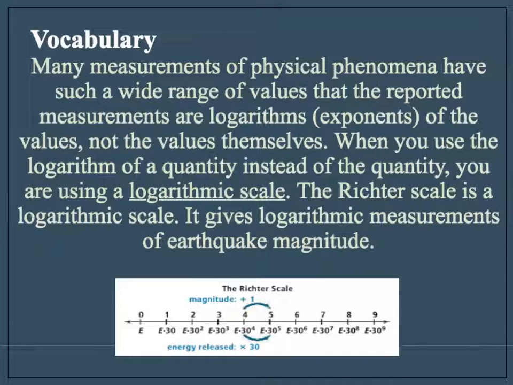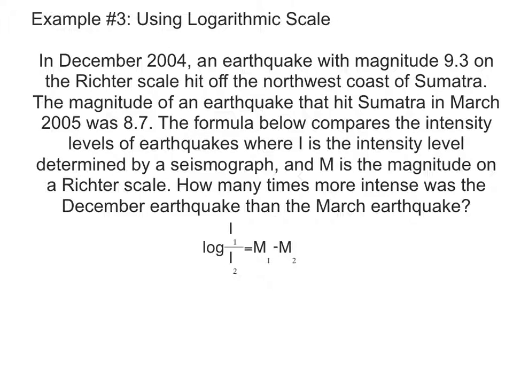So let's look ahead. It says in December 2004, an earthquake with magnitude 9.3 on the Richter scale hit off the northwest coast of Sumatra. The magnitude of an earthquake that hit Sumatra in March 2005 was 8.7.